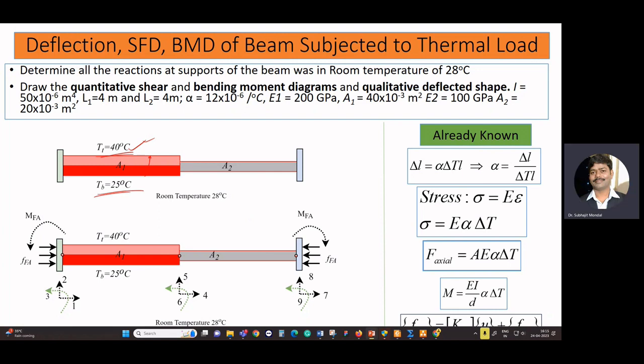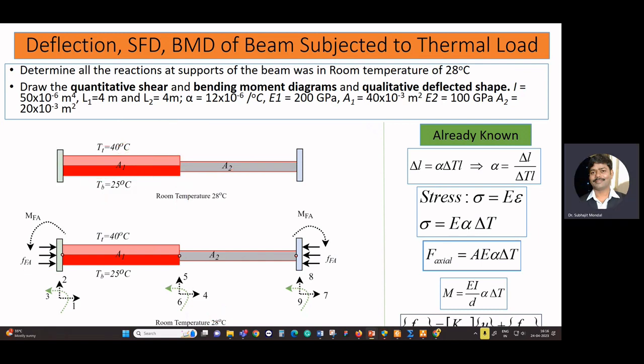And here beam 1 is subject to thermal loading and beam 2 is at normal temperature. So here you can assume there are 2 rooms, and a fire incident occurs somewhere with high temperature, and at the bottom you have a temperature of 25 degrees Celsius, and room temperature is 28 degrees Celsius.